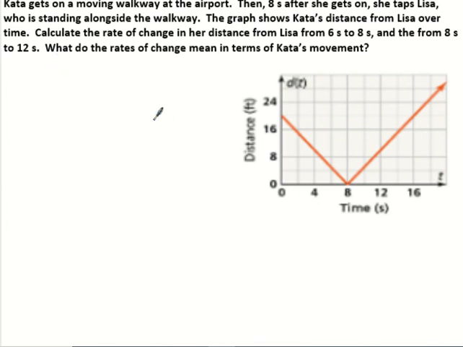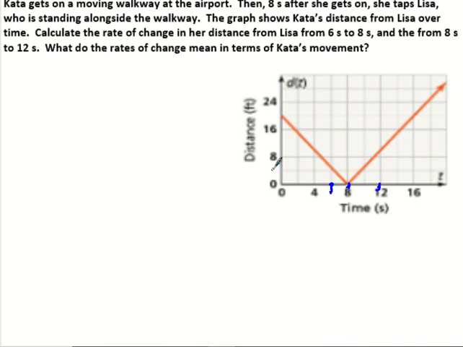Now, let's see here. We have a walkway at an airport. Then 8 seconds after she gets on, she taps Lisa, who's standing alongside the walkway. The graph shows Kata's, we'll call her Kata, distance from Lisa over time. Calculate the rate of change for distance from Lisa from 6 to 8 seconds, that's from here to here, and then from 8 to 12 seconds, that's from here to here. So we're finding the rate of change. What does the rate of change mean in terms of Kata's movement?